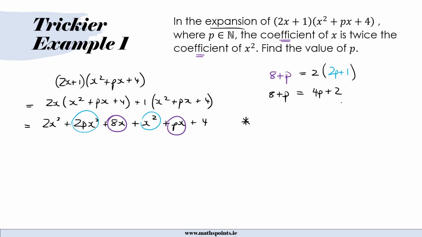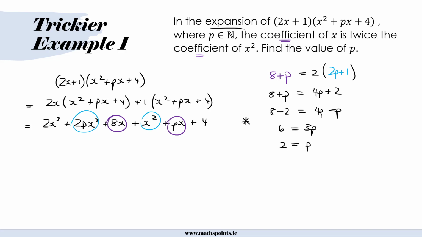Collecting the p's on the right hand side, let's say we have 4p minus p, and then on the left we have 8 minus 2. 8 minus 2 is 6. 4p minus p is 3p, and so p is 2. Now, don't overly worry about that bit on the right hand side. Again, that's the second part of the question. More Leaving Cert Honours material.